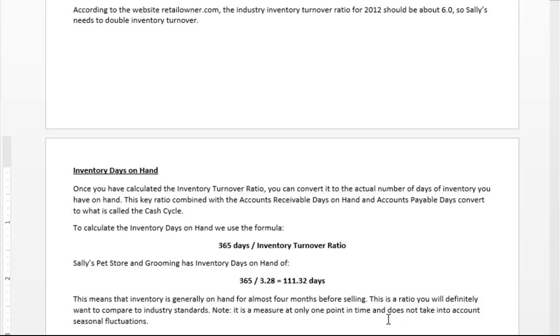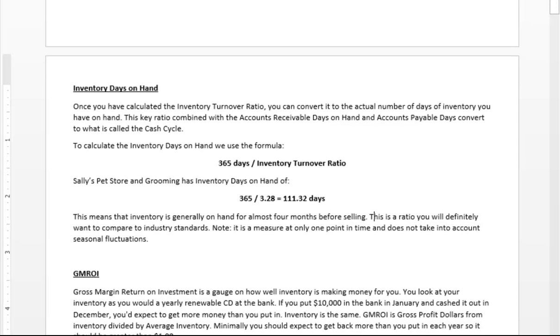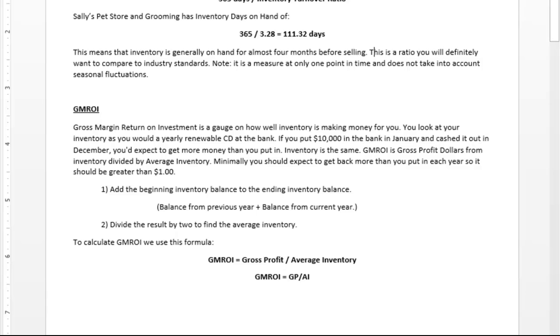That's expensive. The less time that inventory spends with you, the better your profit. Do keep in mind that there are seasonal fluctuations often in retail, and that could affect your overall numbers. So you may want to separate out that segment and treat that as a separate entity.